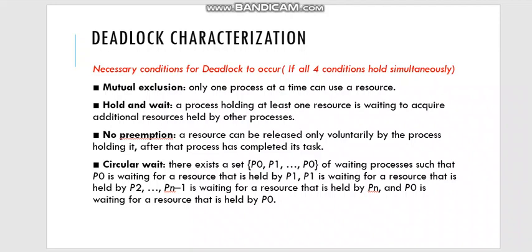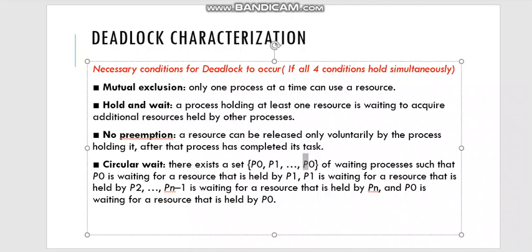Circular wait is where, if you see a set of processes like P0 to P1, and at last there is a process P0 again, they are waiting in circular fashion, in the same way as the example we took of the two students. There are n number of processes, but they are waiting in circular fashion.